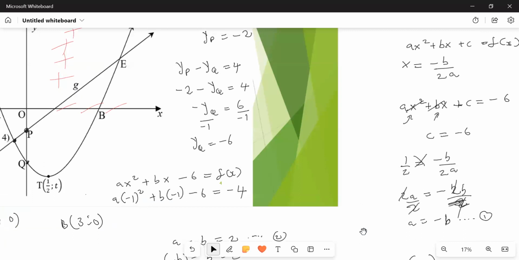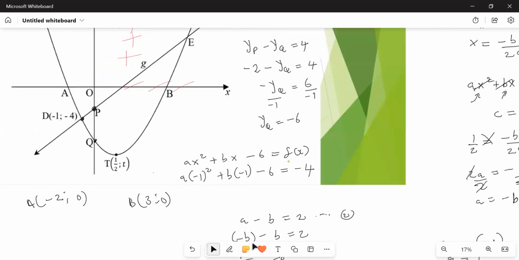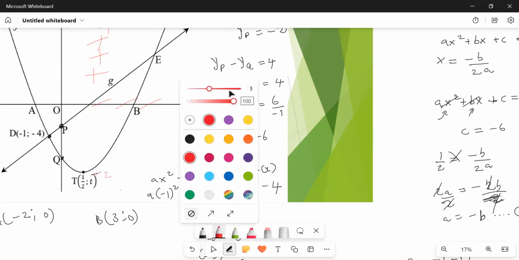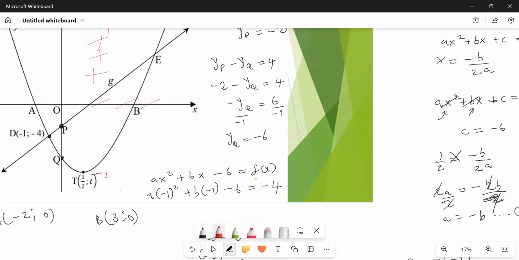6.5, they're saying determine the range of f. It's minus 25 over 4. So the range, on the minus side and on the positive side, this is how you can find it.